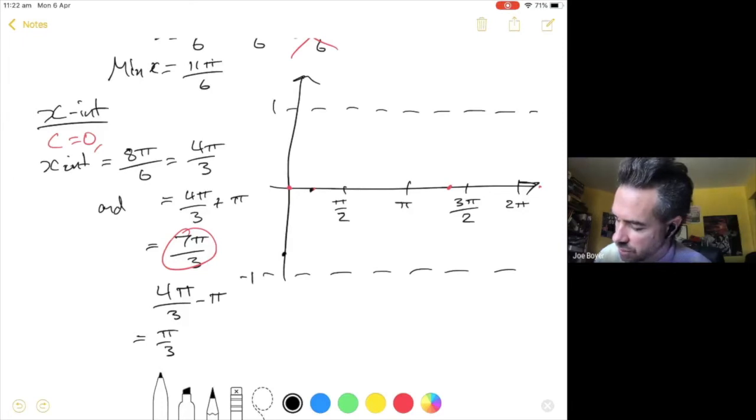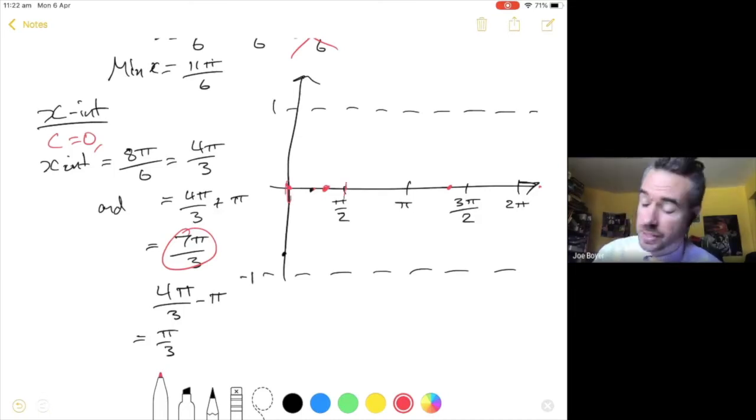The reason being, pi on 3 is there, 2/3 of the way between that point and that point. If it was pi on 6, it'd be a third of the way. We're dealing with thirds nearly all the time, unless you've got a pi on 4, in which case you're dealing with quarters the whole time. But so 2/3 of the way to there, 2/3 of the way to there, 2/3 of the way to there, 2/3 of the way to there.